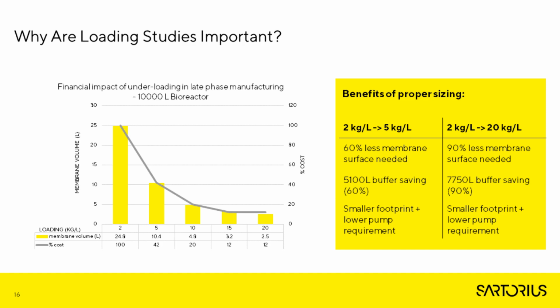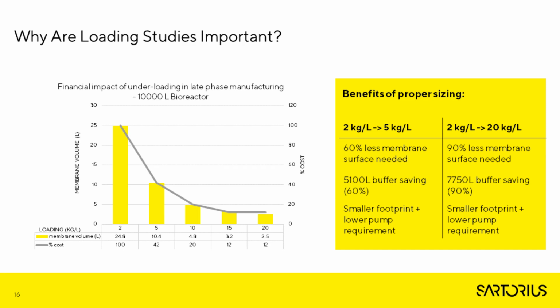And not only is the membrane amount important for the economics, also the buffer amount is much less. So we could save about 5,000 liters of buffer just by increasing the loading onto the membrane. But going further, if we increase the loading from 2 kilograms per liter to 20 kilograms per liter, that will result in a 90% savings on membrane area and a buffer savings over 7,000 liters.